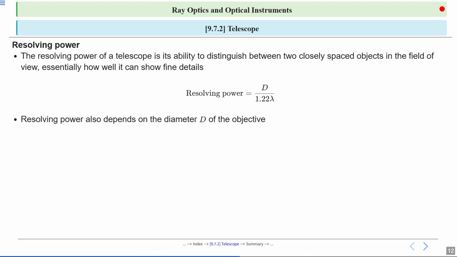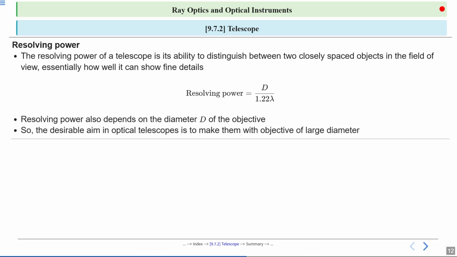The resolving power is significantly influenced by the diameter of the objective. A larger diameter allows the telescope to capture more light, enhancing its ability to resolve finer details. This is why telescopes with larger objectives are preferred for detailed astronomical observations. To maximize resolving power, optical telescopes are designed with large diameter objectives. This design choice is crucial for achieving high resolution images of distant objects. As we wrap up this session, remember that the larger the objective, the better the telescope's resolving power.